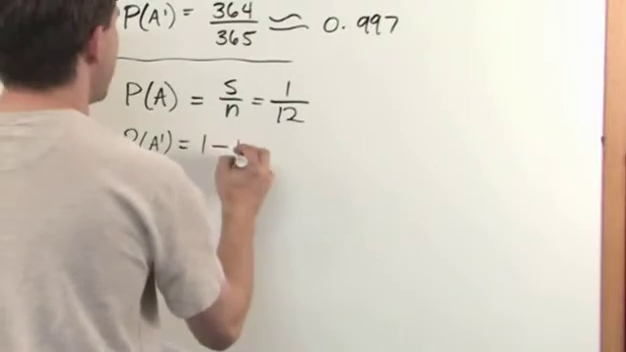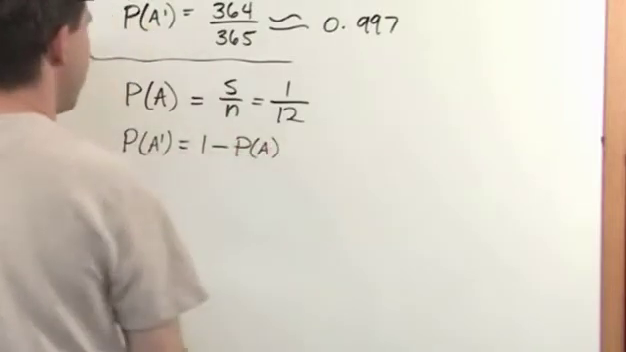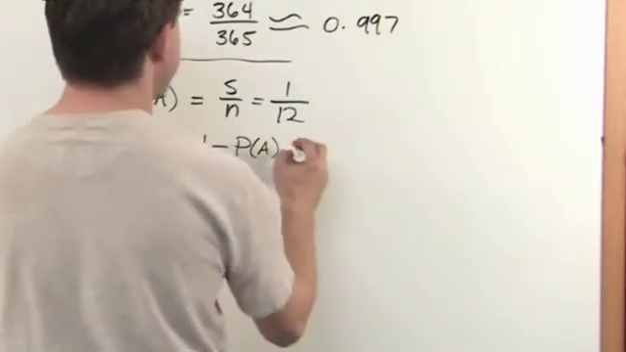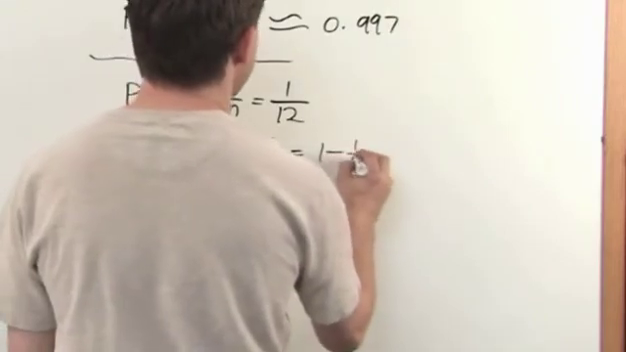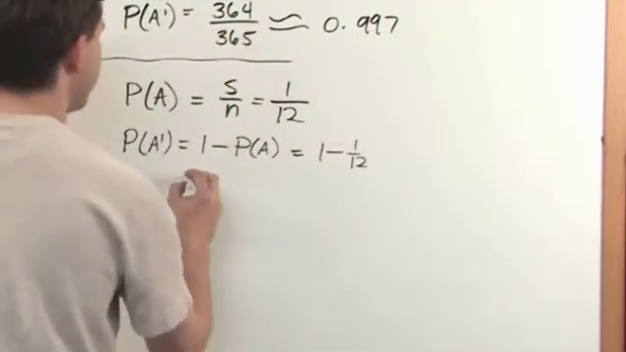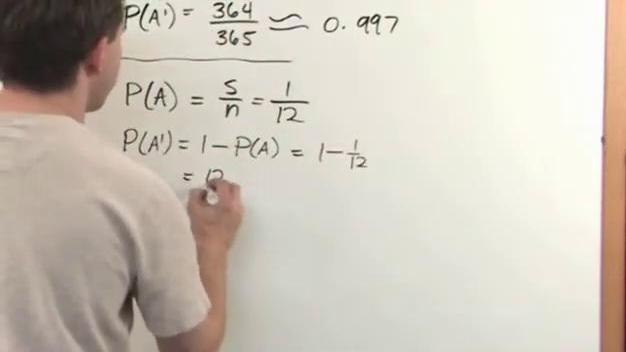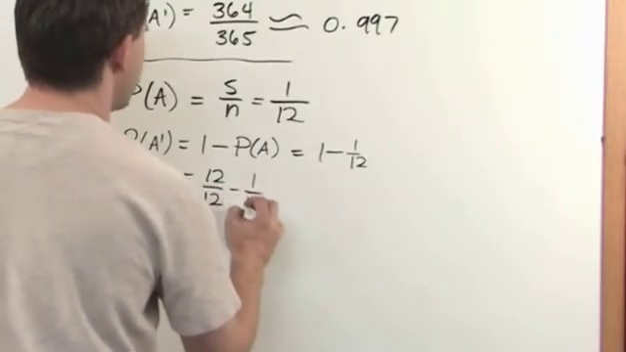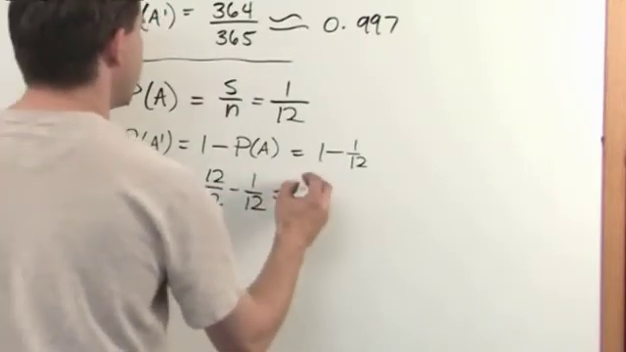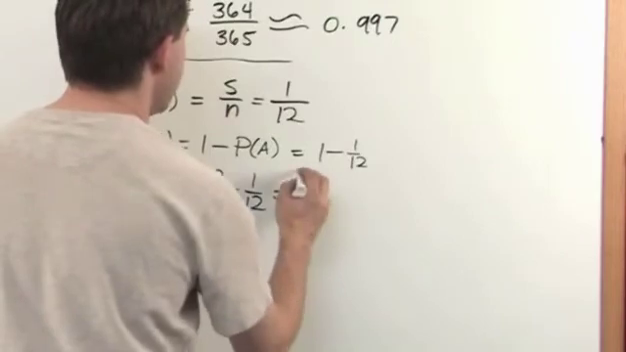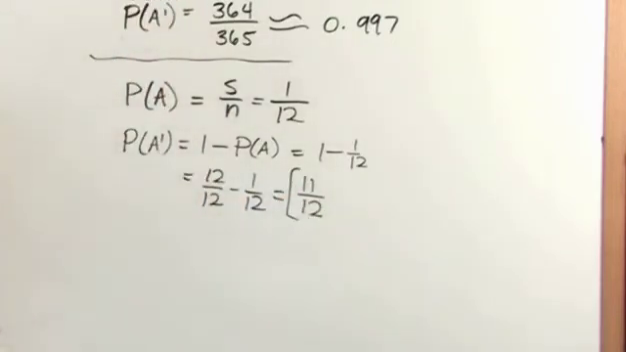And you can do that by 1 minus P of A, 1 minus the probability of it being in June, which is 1 minus 1/12. And to do that subtraction, you just rewrite 1 as 12 over 12 minus 1 over 12. 12 minus 1 is 11 over 12. This is the probability that it's not in June.